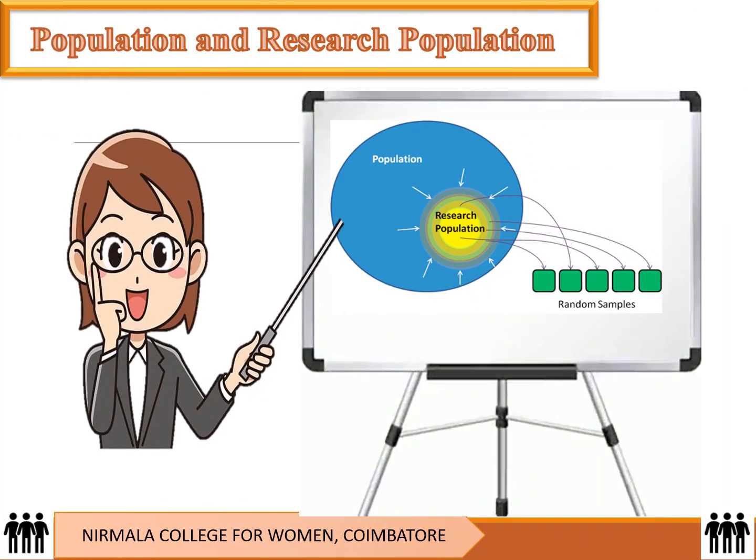And when we are studying the sample, we have to know about the population and research population. Population refers to the entire group or set of individuals or elements that share common characteristics, while the research population represents a specific subgroup within the population that is the main focus of the study or analysis.